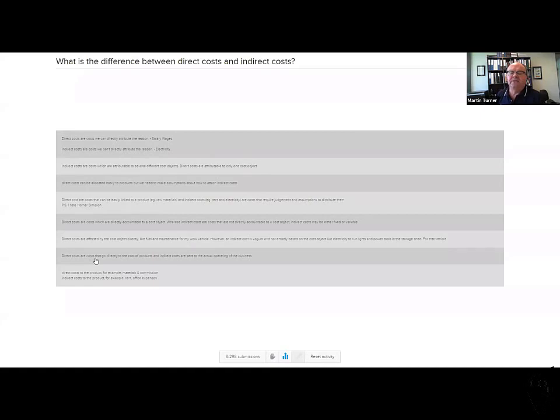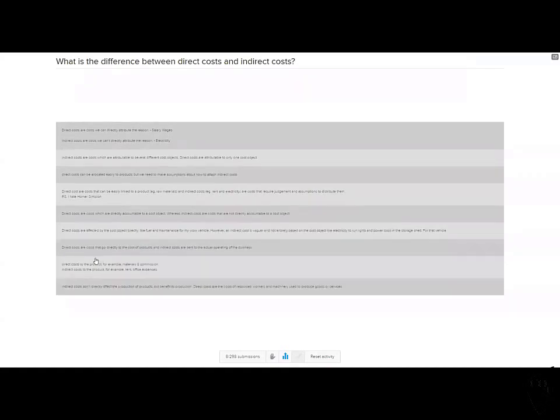However, an indirect cost is vaguer and not entirely based on the cost object, like electricity to run lights and power tools in the storage shed for that vehicle. Yes, I think you're getting to it. It's the linkage between the costs and the cost object. Direct costs, the linkage is very clear and it's objective really. Anybody would see the same one. But indirect costs, the linkages are not so clear. So judgments start to come in. Once you have judgments, different people can make different judgments. So different people could allocate indirect costs to products differently, depending on the assumptions and judgments that they've made.